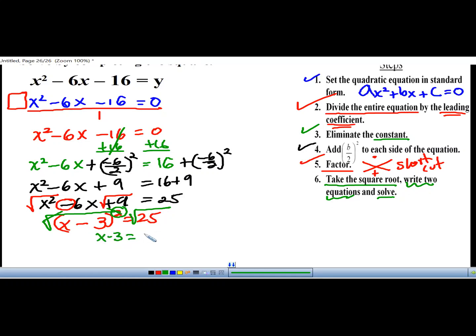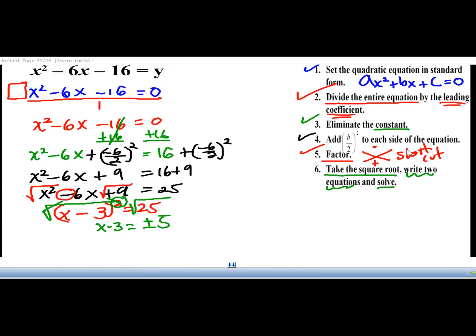What is the square root of 25? Plus minus 5. I'm going to solve for x because that's the other thing that we're going to do. Let me move this up a little bit. So what do I do? I add 3, add 3. I end up with x equals 3 plus minus 5.